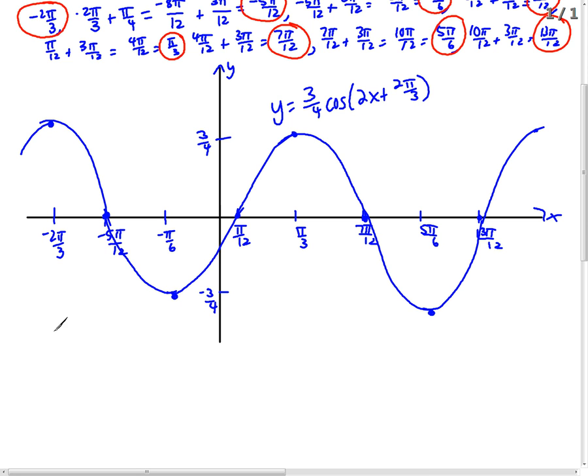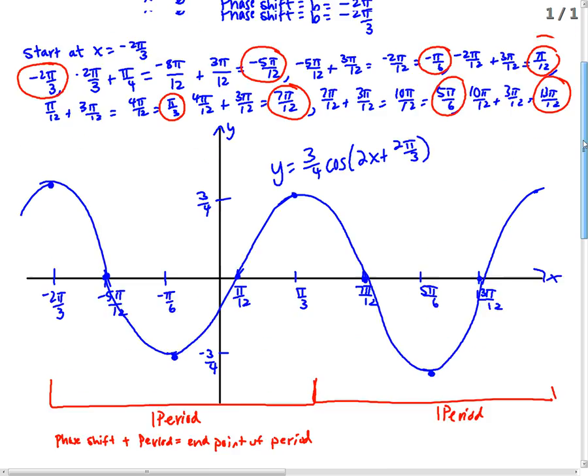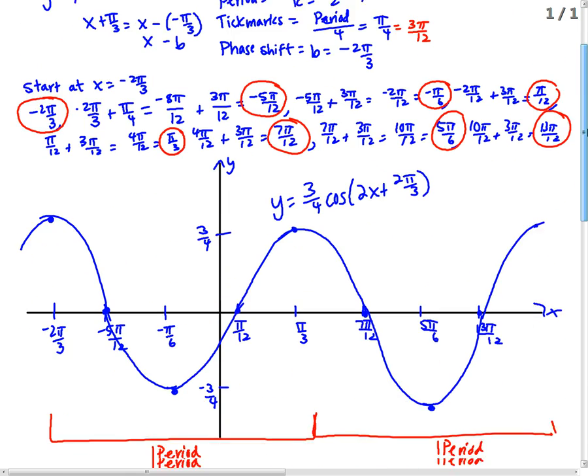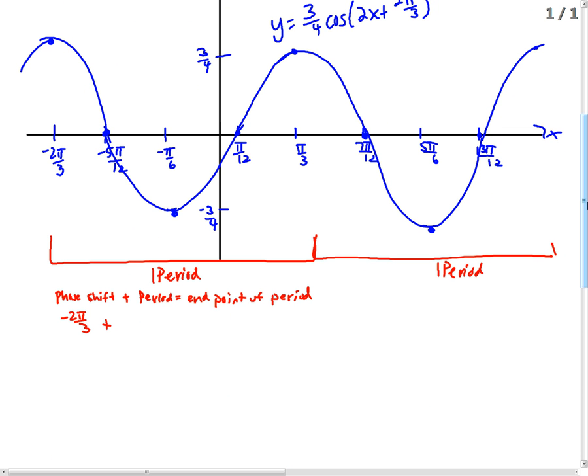Let's look at our period. This is 1 period. This is 1 period. Remember, we can look at the phase shift plus the period and get the end point of the period. What was our phase shift? Negative 2 pi over 3. And our period was how much? Period was pi. So this is negative 2 pi over 3 plus 3 pi over 3. So this ends up being pi over 3.